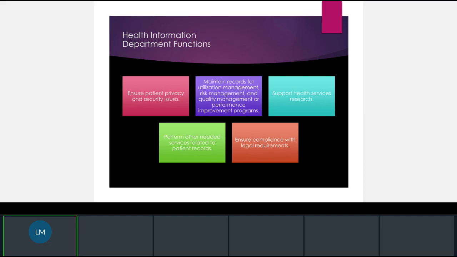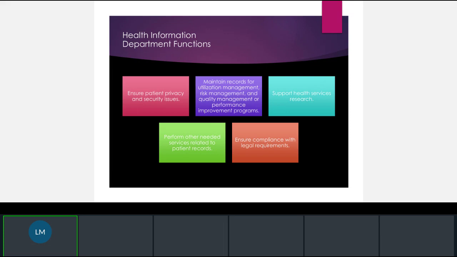They also have to ensure patient privacy and security issues. That's a huge thing, especially since these are electronic records. We'll talk a little bit later about HIPAA and the importance of that. That is probably one thing that I cannot stress enough, is that you protect patient health information.